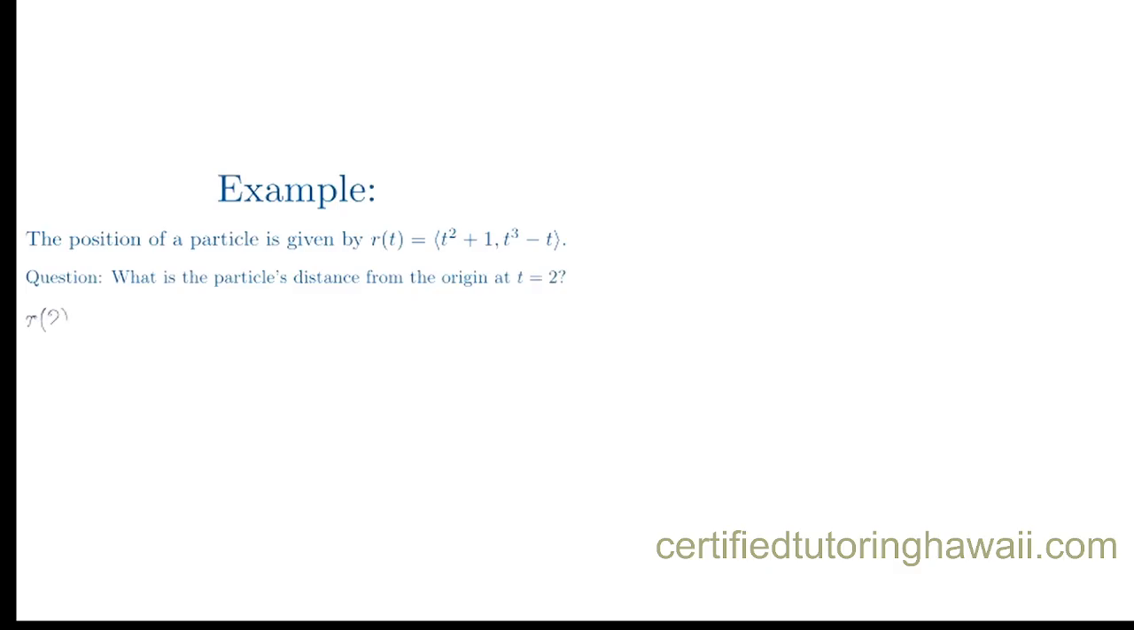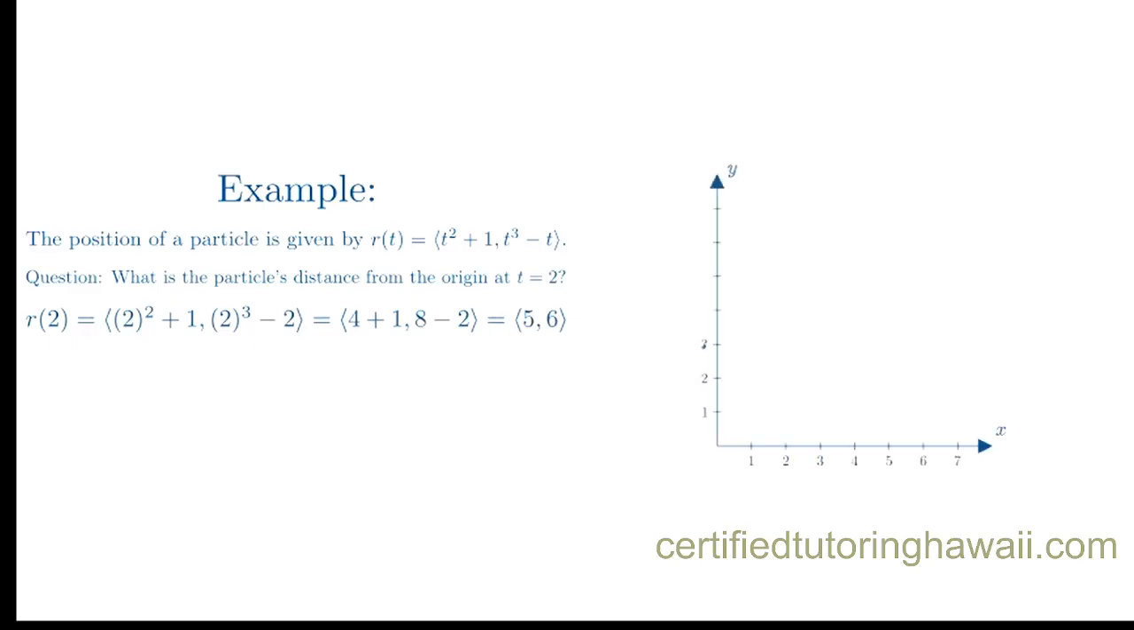The x component is 2 squared plus 1, which is 5. The y component is 2 cubed minus 2, which is 8 minus 2, or 6. So the position is the vector 5, 6. Now, we can visualize this on a graph. Here's our xy plane. The position vector is drawn as an arrow starting at the origin and ending at the point 5, 6. To find the distance from the origin, we need the magnitude of this position vector.